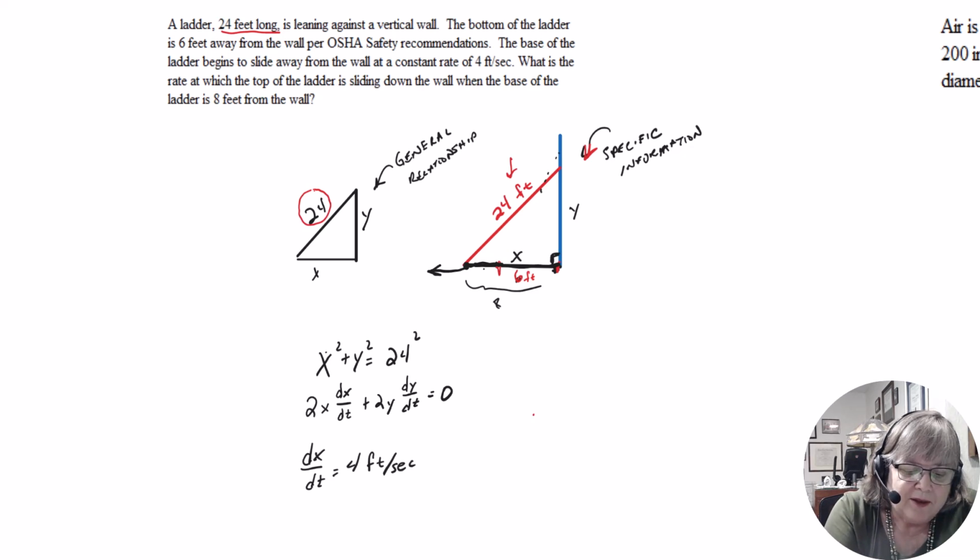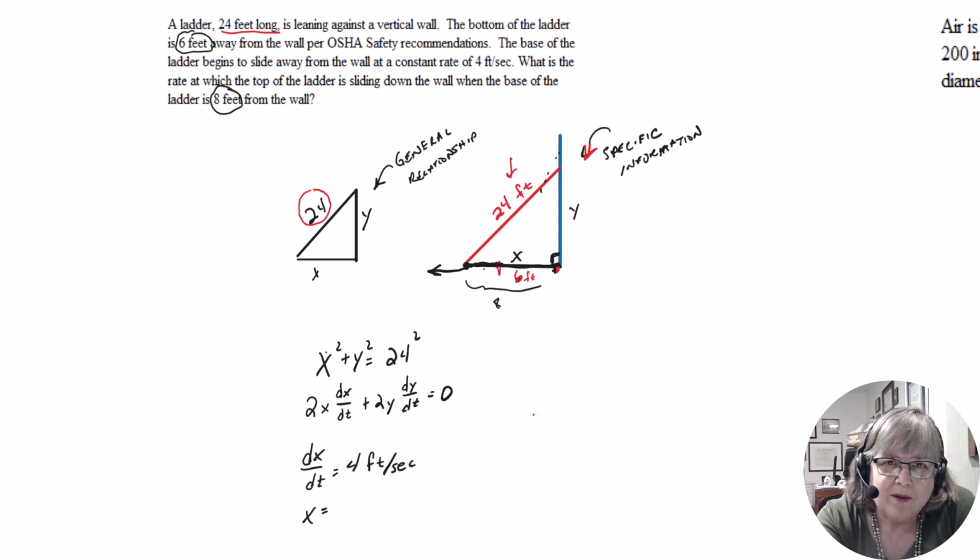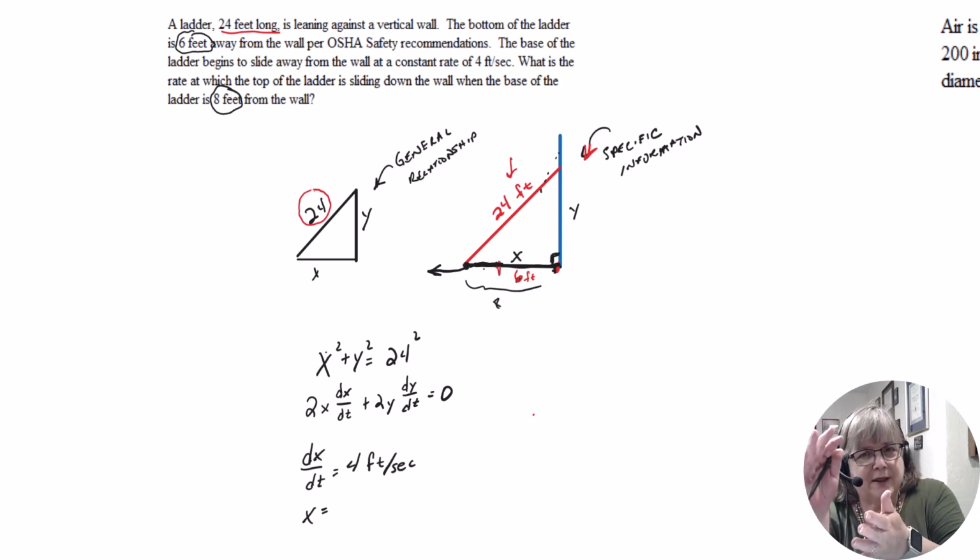Now, I also needed to know what x was, and x is the distance away from the wall. And I have 2 possibilities. So I have the base starts off 6 feet away from the wall, and then down here it mentions 8 feet away from the wall. So let's look at the question again, and it says, what is the rate at which the top of the ladder is sliding down the wall when the base is 8 feet from the wall? So they're not asking you about what it's sliding down when it's 6 feet from the wall. It says, what is the rate when it's 8 feet from the wall, right?